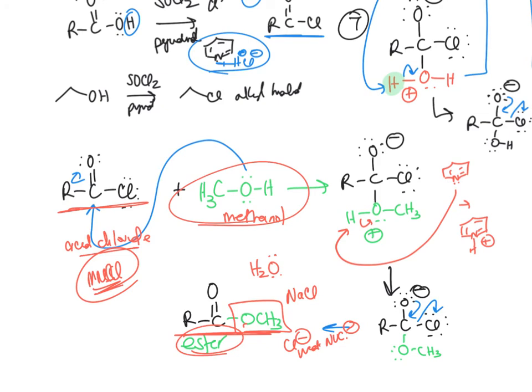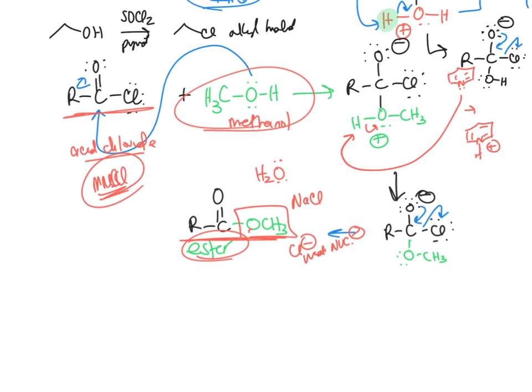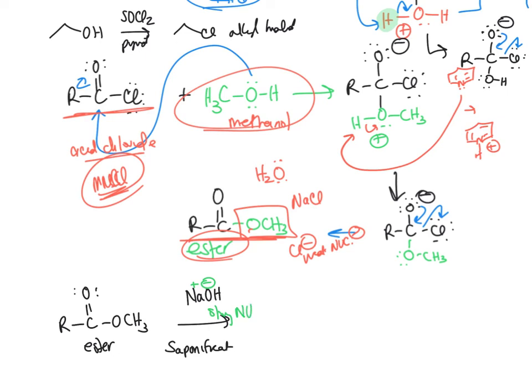If you want to do that reaction, it's called saponification. And so we've talked about this before. So if you have an ester and you want to do saponification, then you want to use sodium hydroxide, right? And then that's a strong nucleophile. And you actually add some heat there, and then you can get this.